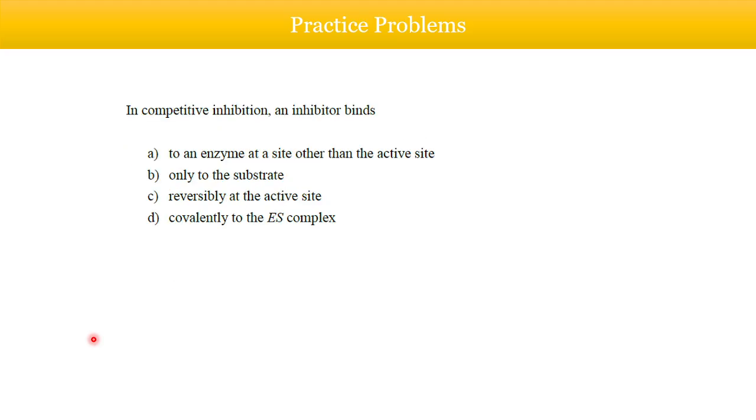So that will be a deviation from Michaelis-Menten kinetics. The next one: in competitive inhibition, the inhibitor binds to an enzyme at a site other than the active site; only to the substrate; reversibly at the active site; covalently to the ES complex. So which one is correct over here? In competitive inhibition, where does the inhibitor bind?